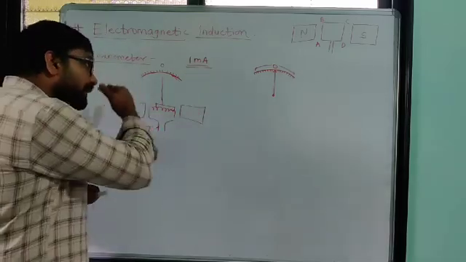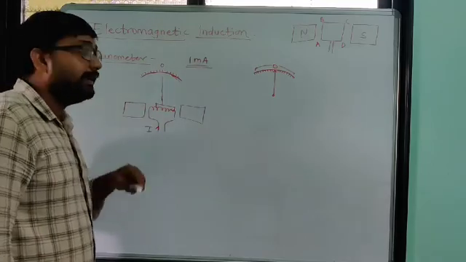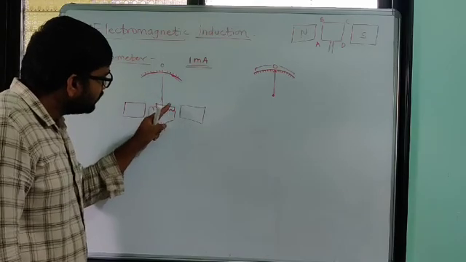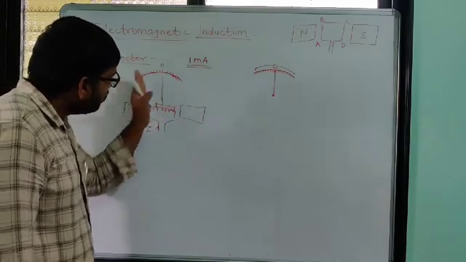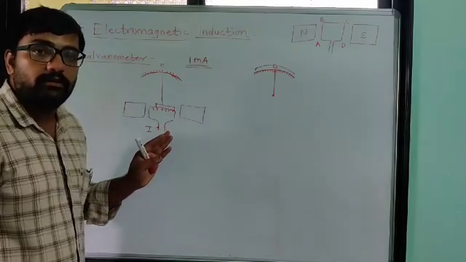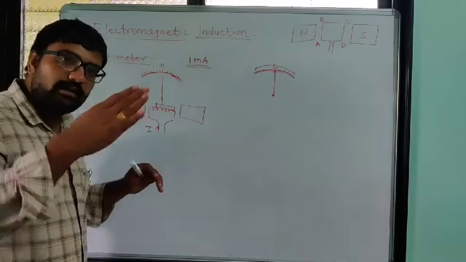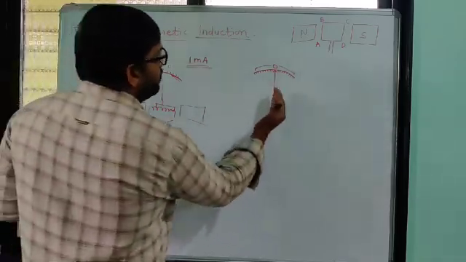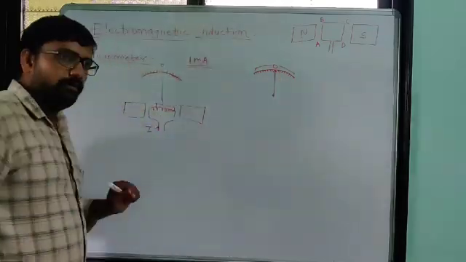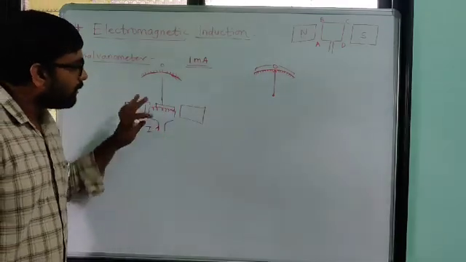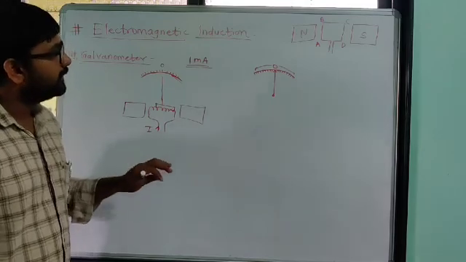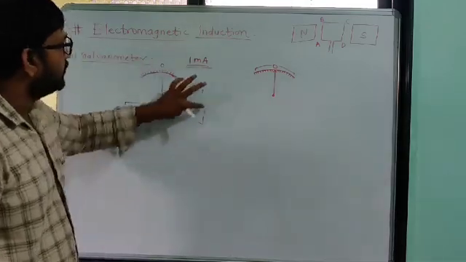At that time, force acts on that knob, and as the direction of current changes, the knob will change its direction according to the current. Suppose it goes here, and if the direction of current changes, then it will go here. In such a way we can measure the amount of current flowing through an electric circuit. This is how the working of the galvanometer takes place.